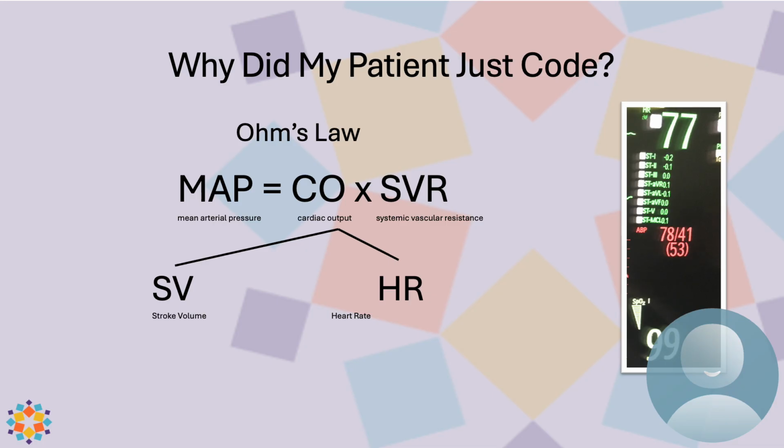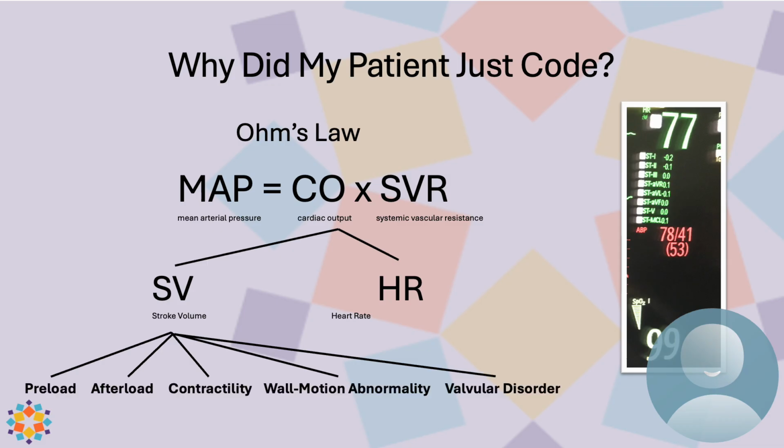Now, in most healthy patients, the slower the heart rate, the more filling time, so the longer the stroke volume, so that's dynamic. But in this case, where we were talking about a systolic heart failure patient, an EF of less than 35, the stroke volume is made up of the influences: preload, afterload, contractility, wall motion abnormality, and valvular disorder. Those are the 5 things that can affect stroke volume.